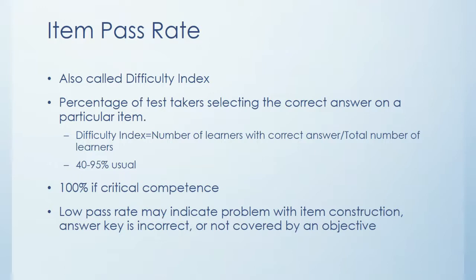You might design it so that you have 100% if it's a critical competency like ABO typing. You want everyone to get that 100% of the time. And then a low pass rate might indicate that there's a problem with the item construction, like it's a bad question. The answer key is incorrect. That has definitely happened to me a couple times. And you're like, why is everyone getting this wrong? Look at the answer key. Oh, that's why. I keyed it wrong.